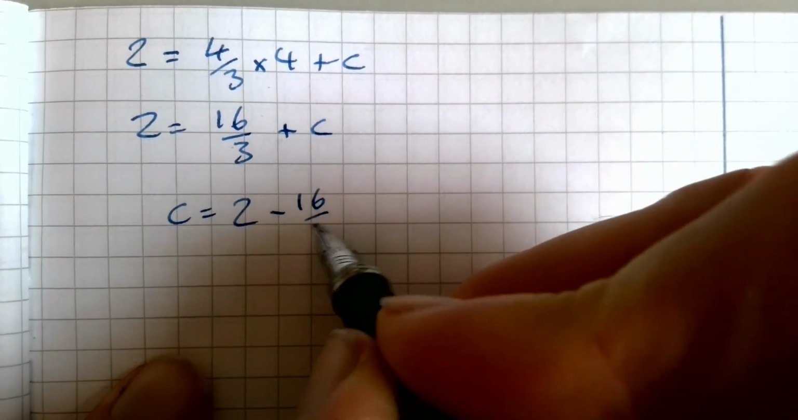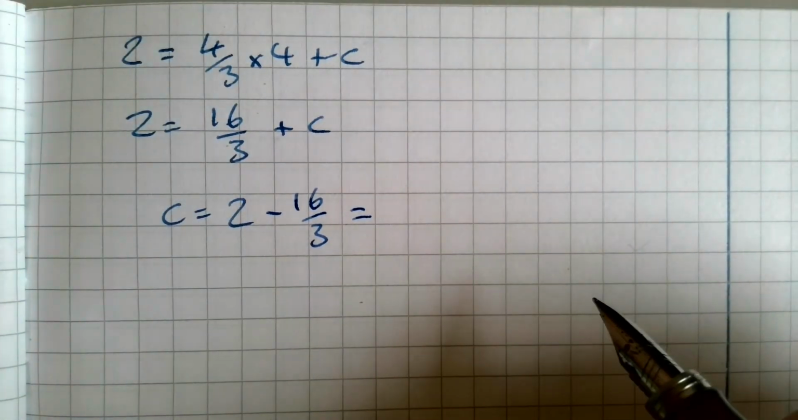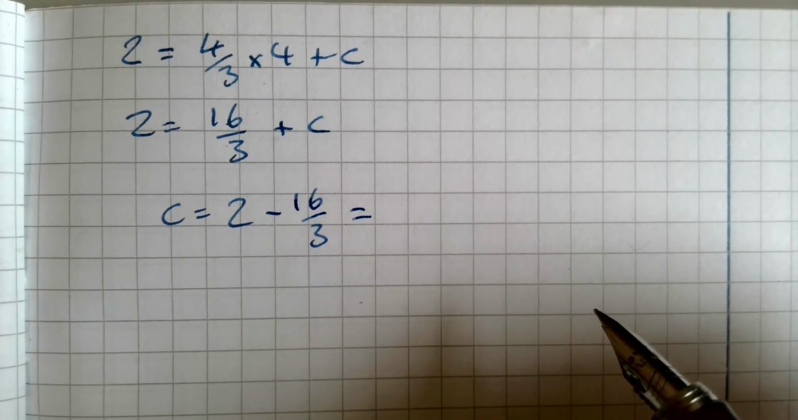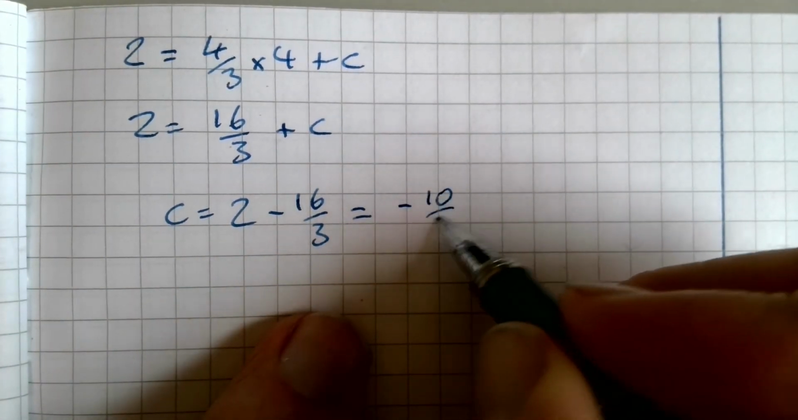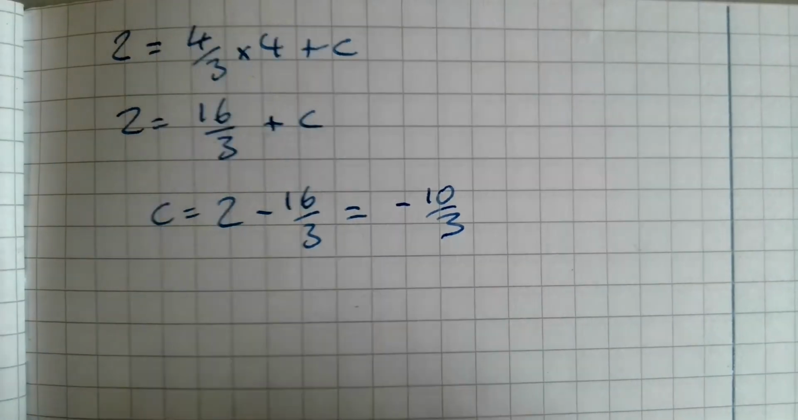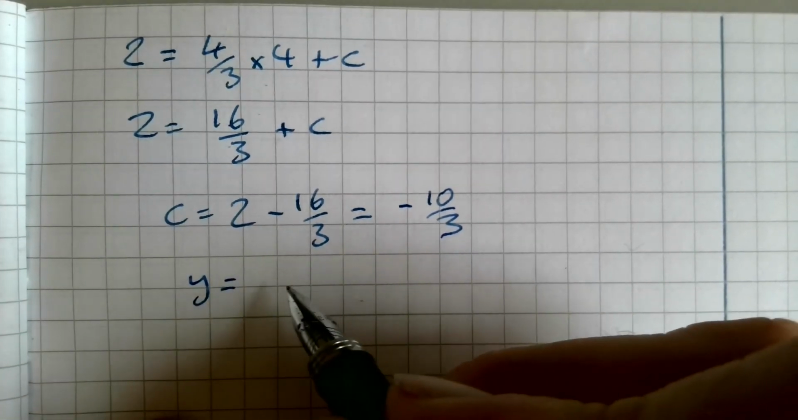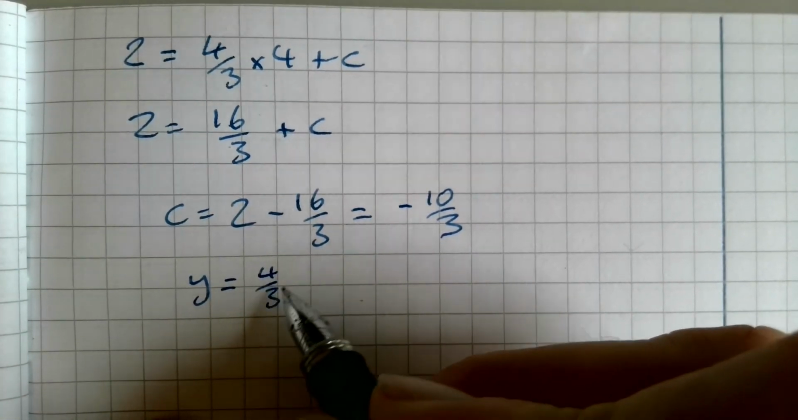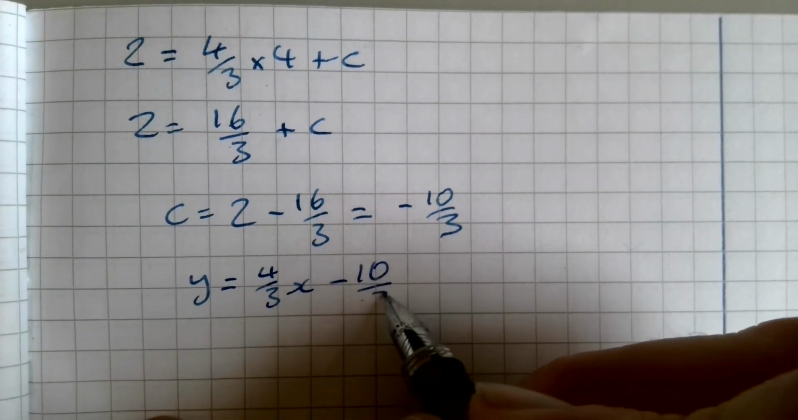So c is going to equal 2 take away 16 over 3, which I could work out, but you know what, I think I'm just going to use my calculator here and just put it in there, and that says minus 10/3. So we've got y equals 4/3 x minus 10 over 3.